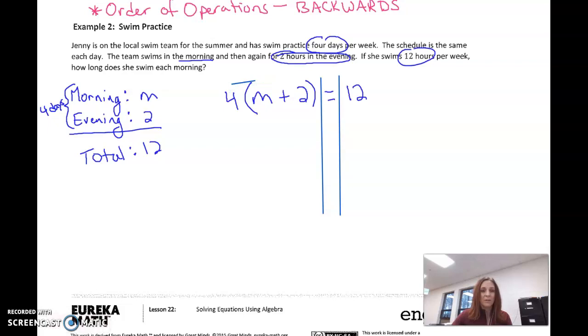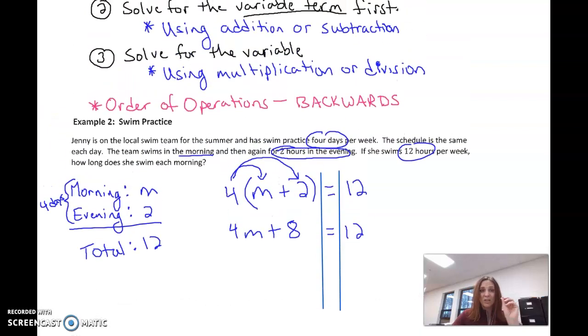Remember to use the right tool. But remember, this is 4 times m, so that's 4m, plus 4 times 2. This is not just 4 times m, it's 4 times everything in parentheses. And 4 times 2 is 8. Okay, that equals 12. Don't add these together, they're not like terms. And that side simplified. So now, step 1, check.